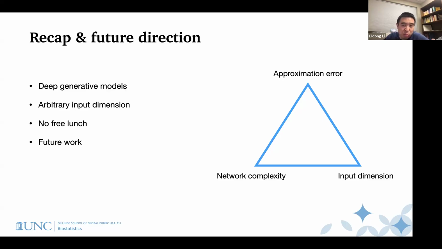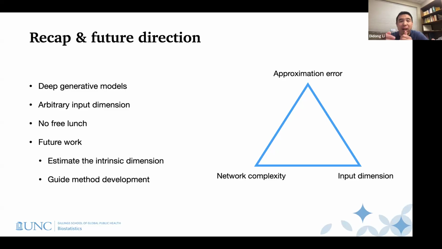And there are some interesting future directions. For example, there's a phase transition in the number of neurons. It can be polynomial or super exponential. Can we use this phase transition to estimate the true dimension of the manifold? Secondly, can we use this theoretical result to guide method development? So far, it's purely theoretical. We don't know how to use it in practice. But I'm sure, with this theoretical insight, we can improve or develop a new method in this deep generative model framework. So that's the first project I want to discuss.